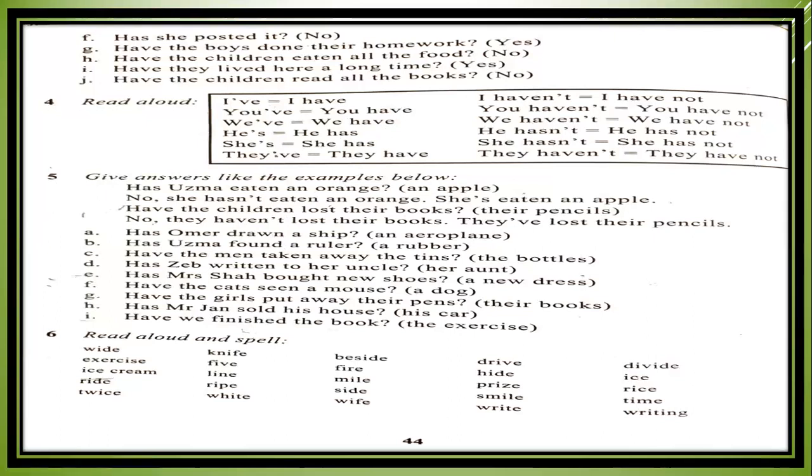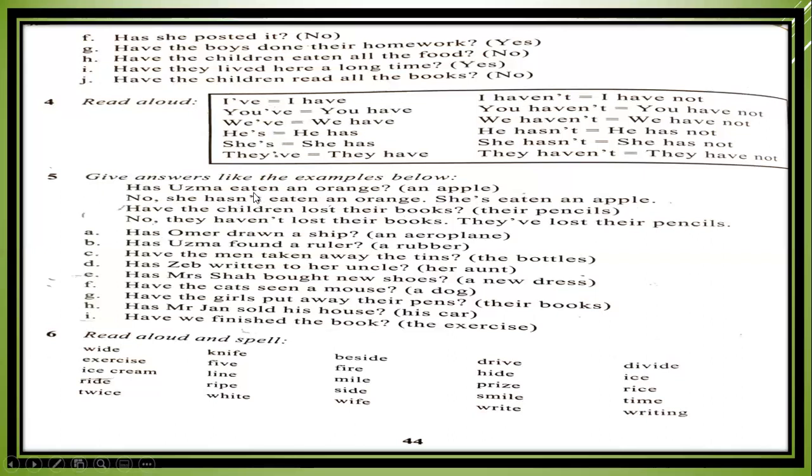Let's see what they are saying in this. Give answers like the example below. What's the example? Has Uzma eaten an orange? In the bracket, there is written an apple. So, how do we give the answer? No, she hasn't eaten an orange. She has eaten an apple.